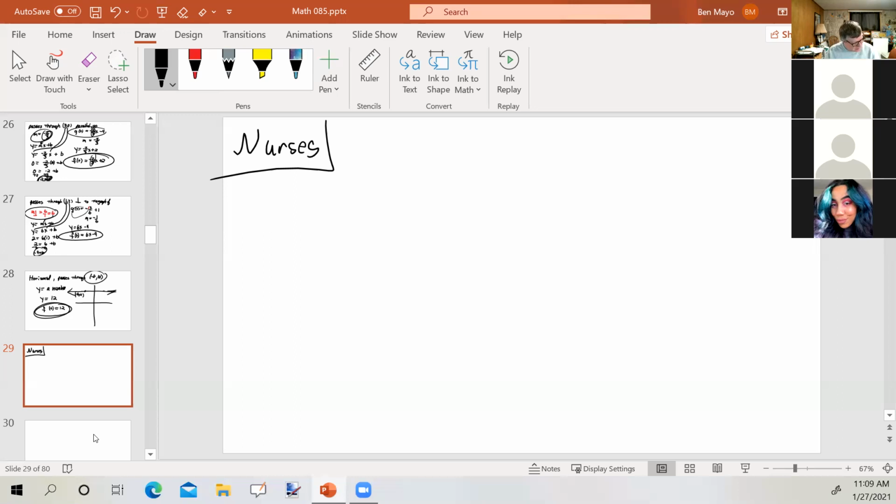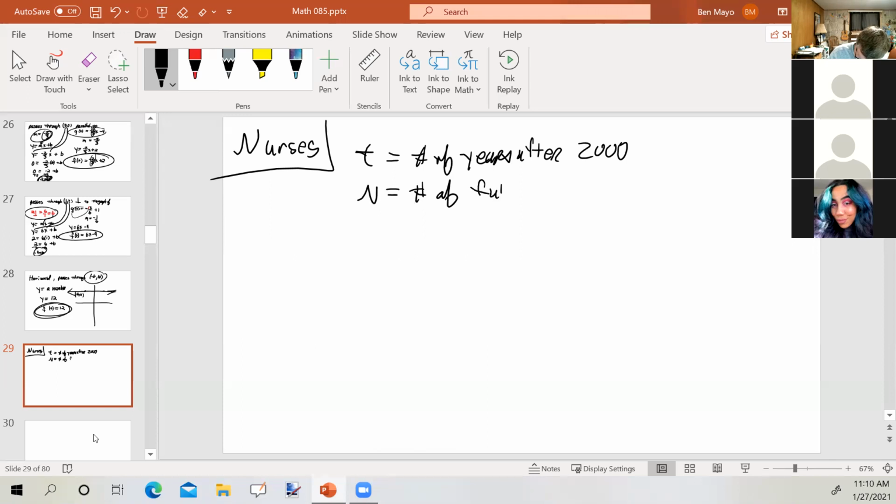Okay. It says, let T be the number of years after 2000. So T, the variable T, equals number of years after 2000. And N be the number of full-time registered nurses, so number of full-time registered nurses needed in the US. It says write a linear function N of T.